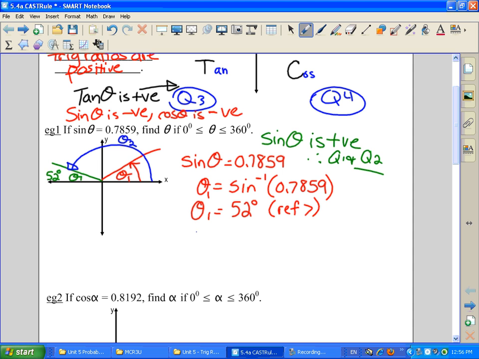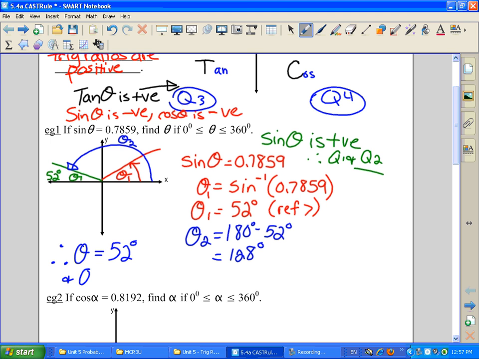How do we calculate theta 2, folks? Theta 2 equals 180 degrees, subtract the 52 degrees, which is your reference angle. So subtract those, and you're going to get that theta 2 equals 128 degrees. So therefore, the answers for theta, theta equals 52 degrees, and you could say theta 2 equals 128 degrees, or you could say, therefore, the angles that fit the situation are 52 degrees and 128.